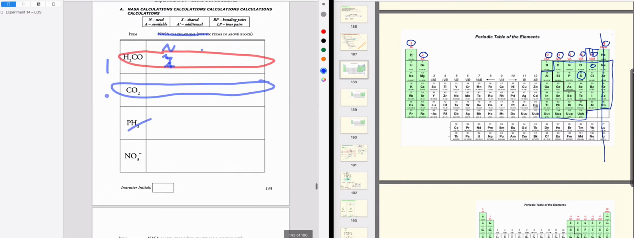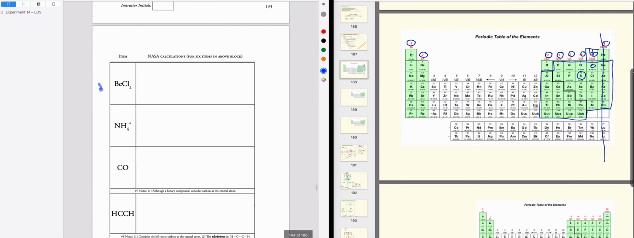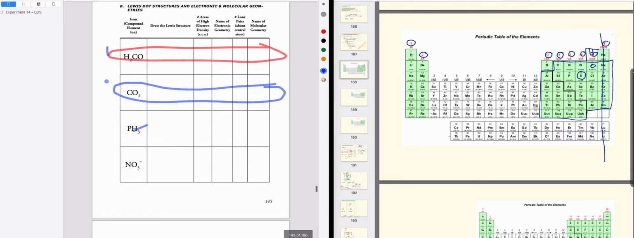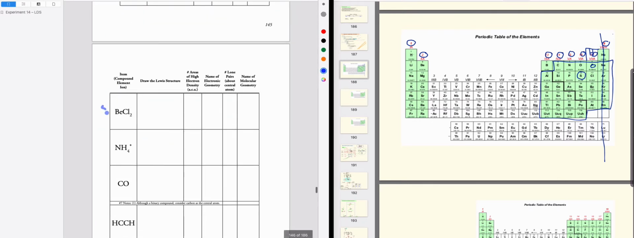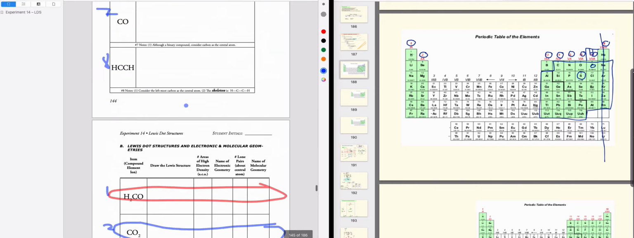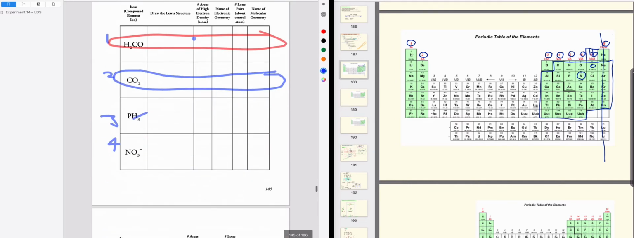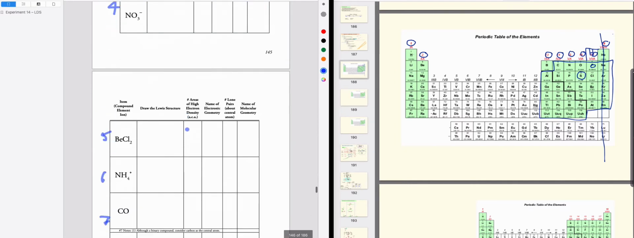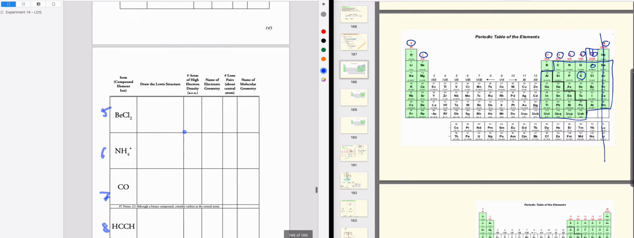You've got 8 you're doing. 1, 2, 3, 4, 5, 6, 7, 8. You need NASA tables for each of those. They're the same 8. You're doing NASA calculations in part A, and then in part B, you're taking all the information you did in part A, and you're fleshing out part B using your NASA tables. Does that make sense?